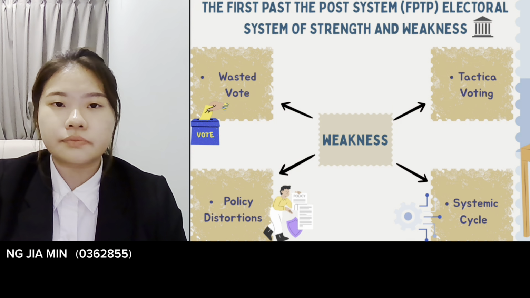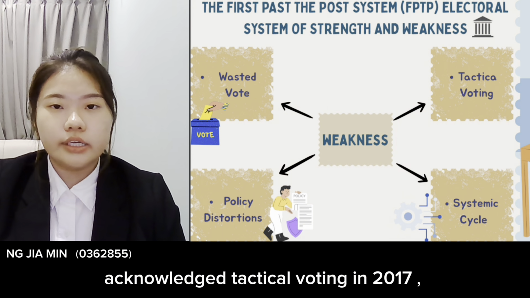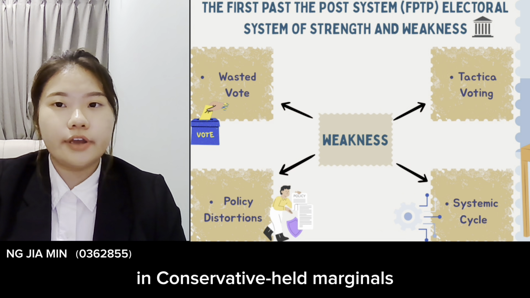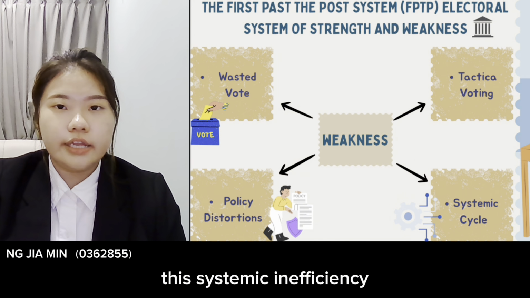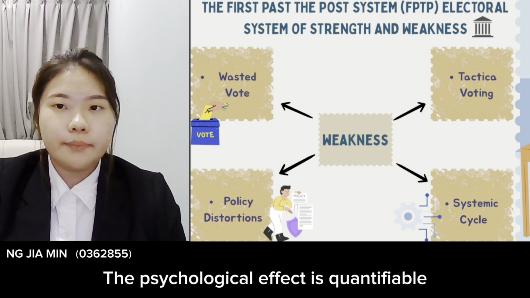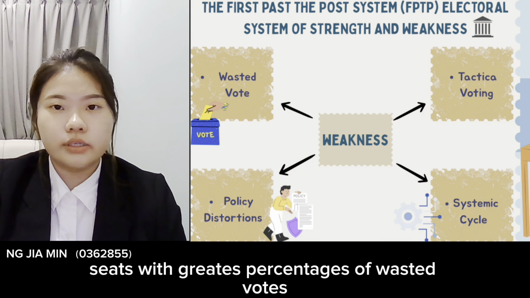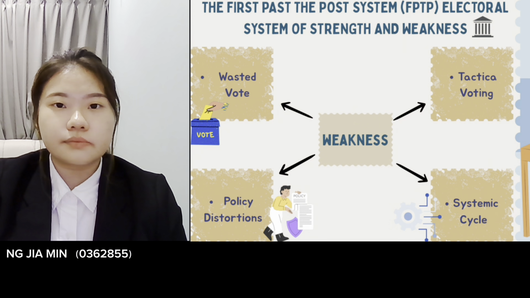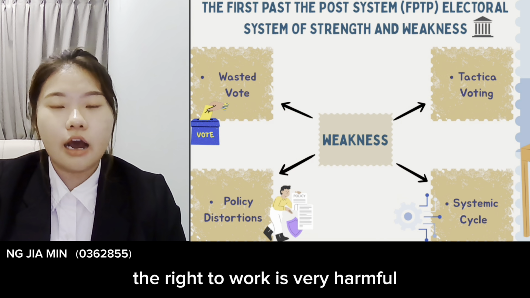As seen by the fact that 31% of respondents acknowledged tactical voting in 2017, such as Remain supporters reluctantly supporting Labour in Conservative held marginals despite disputes over Brexit policy. This systematic inefficiency compels people to make cynical calculations. The psychological effect is quantifiable over the course of 3 election cycles. Seats with greater percentages of wasted voters had 11% lower voter turnout, according to the British Election Study. The way FPTP denies third-party supporters the right to vote is very harmful.